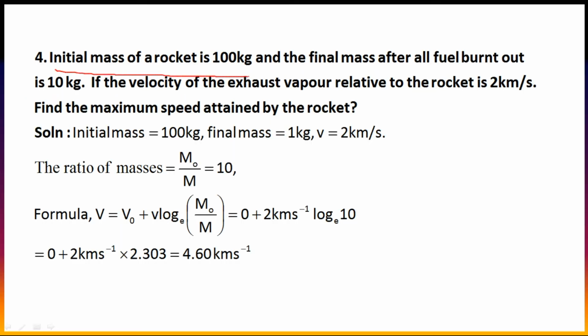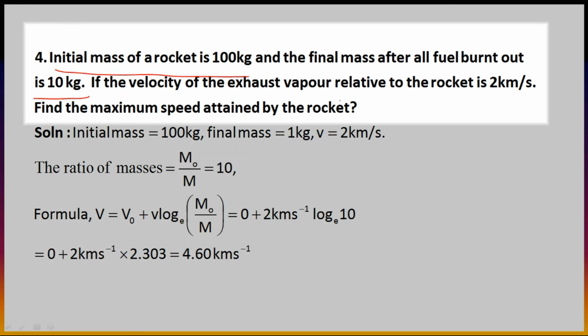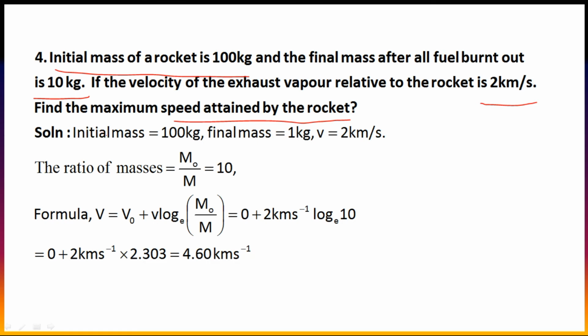In this problem, the initial mass of the rocket is given as 100 kg and the final mass of the rocket is given as 10 kg. If the velocity of the exhaust vapor relative to the rocket is 2 km per second, then find the maximum speed attained by the rocket. So initial mass is 100 kg, and final mass is 10 kg. It is not 1 kg, it is 10 kg, and then velocity is 2 km per second. So the initial mass of the rocket is 100 kg divided by the final mass of the rocket, 10 kg. Now we have 10.